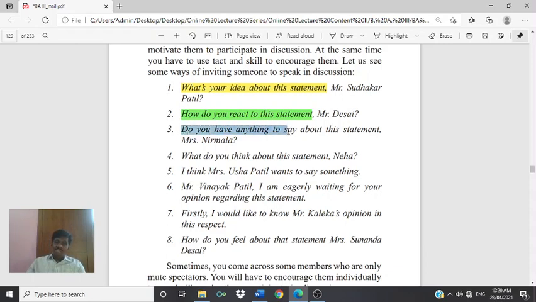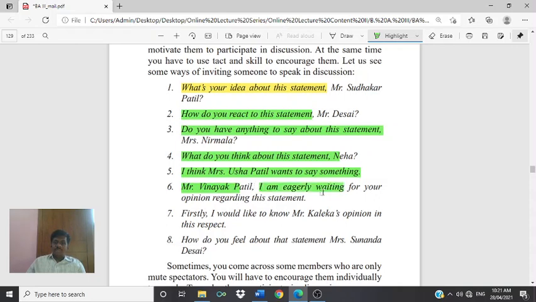So, do you have anything to say about this statement, Mrs. Nirmala? This is again another statement that we are supposed to use. Do you have anything to say about this statement? Then, what do you think about this statement? In general, I think Mrs. Usha Patil wants to say something. Tactfully, Mr. Vinayak Patil, I am eagerly waiting for your opinion regarding this statement.